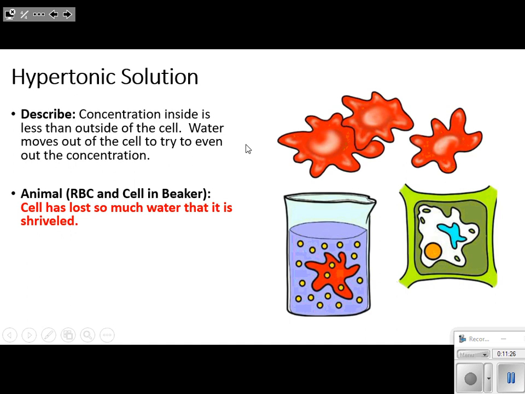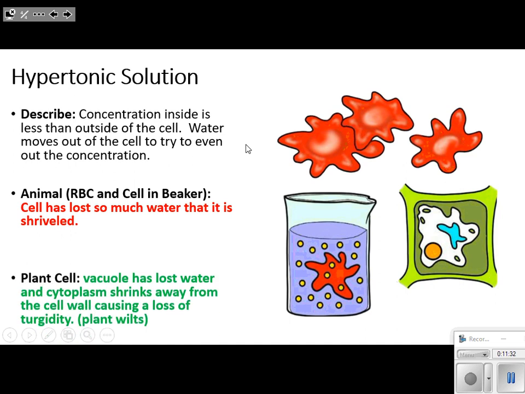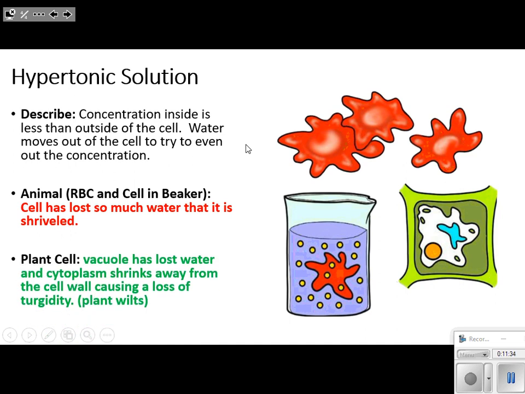What about the plant cell? Look at that blue vacuole there. It has lost water. The cytoplasm actually shrinks away from the cell wall, causing the loss of turgidity. What does that mean? That just means that the plant will wilt.